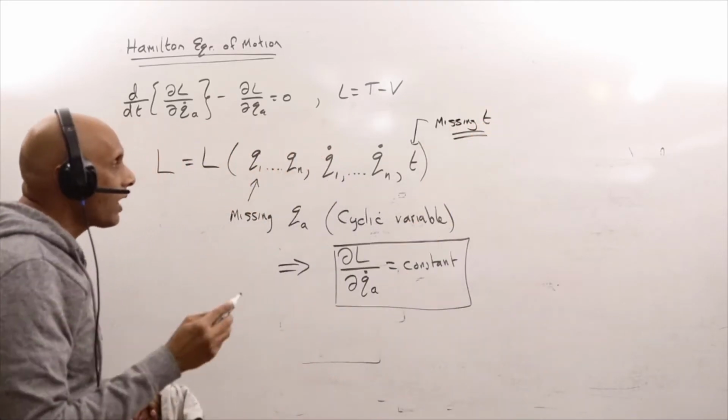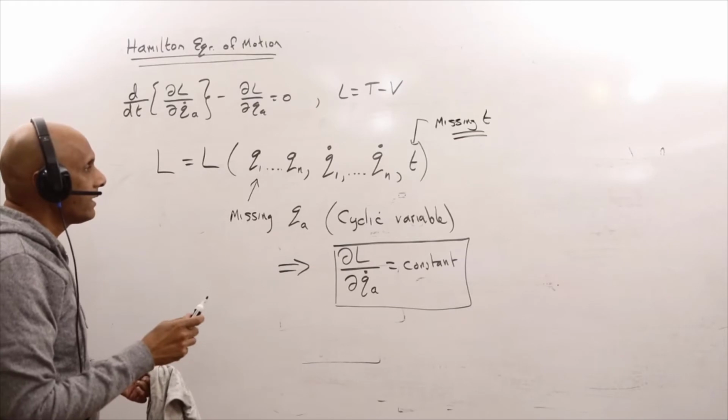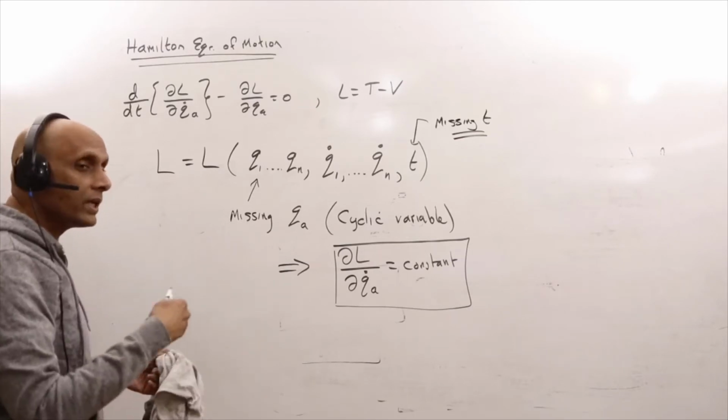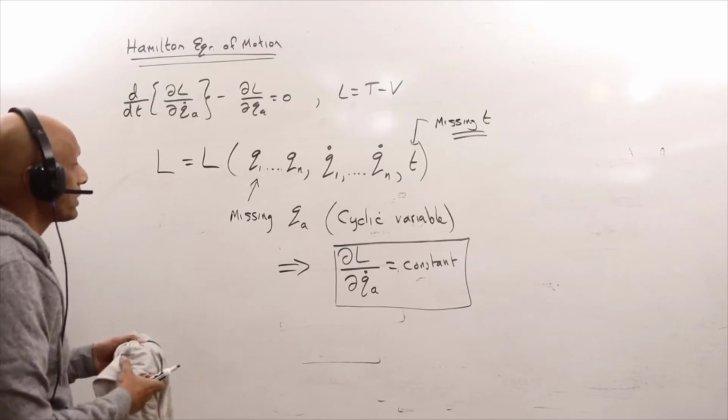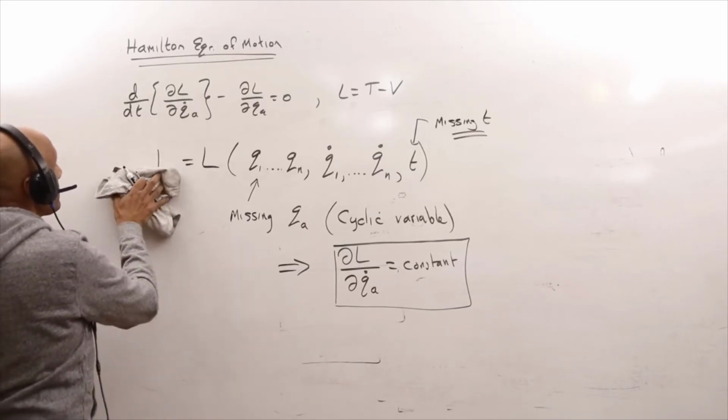So if you have a Lagrangian that's missing a t in the expression, right, is something being conserved? And that leads us into the ideas of Hamilton's equations of motion. So let's go and try to analyze this in a little more detail.